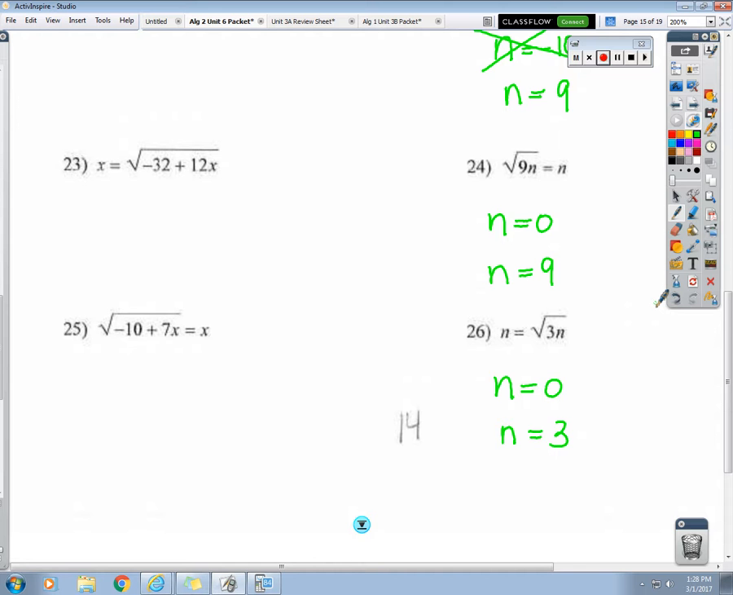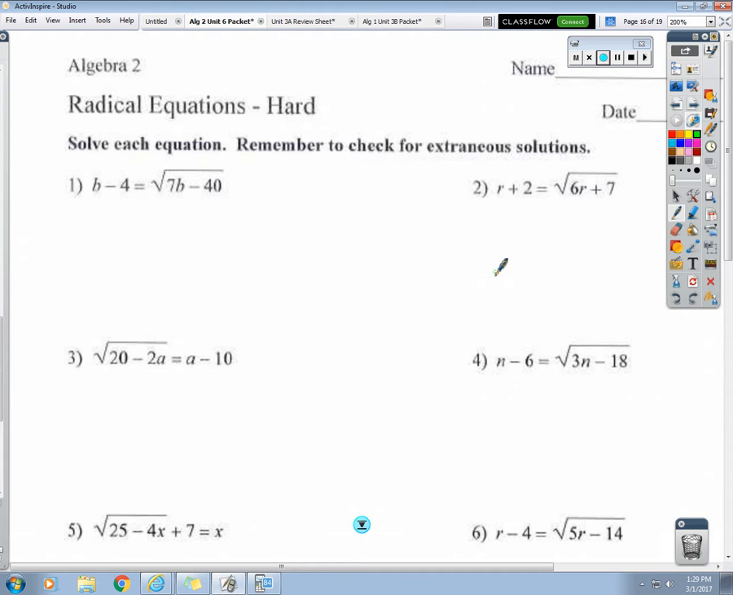We're moving on to the most difficult kind today. Okay, page 15. What? I went home and I showed my grandma. Page 15, here we go.